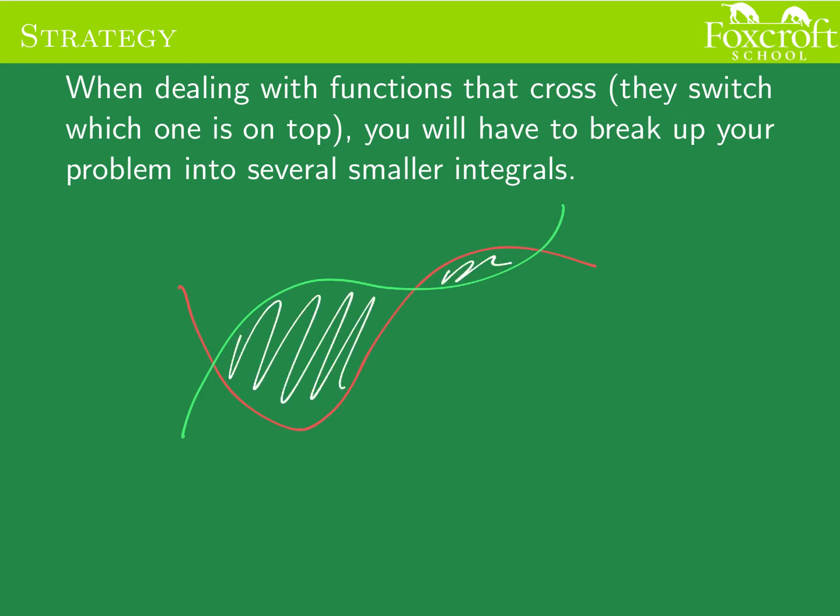All right, well, for this part, the green graph is on top, and for this part, the red graph is on top. So when I'm doing this problem, I'm going to separate it into two different integrals, because this one is going to be green minus red, and this one is going to be red minus green, using what we knew from before. All right, so it's just a basic idea of that. When you draw your functions and you see they cross, you basically have to separate out into multiple smaller problems because you want to make sure that the top function is always the same.